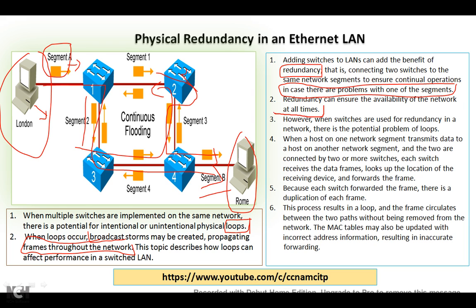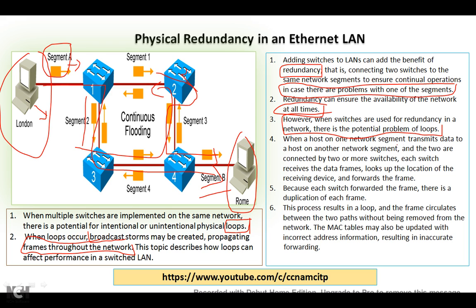As I told you, if we use redundancy and one switch is down, your network will still be available. However, when switches are used for redundancy in a network, there is a potential problem of loops. If you use more switches in your network, there are more chances of loop creation, or a loop may occur very often.